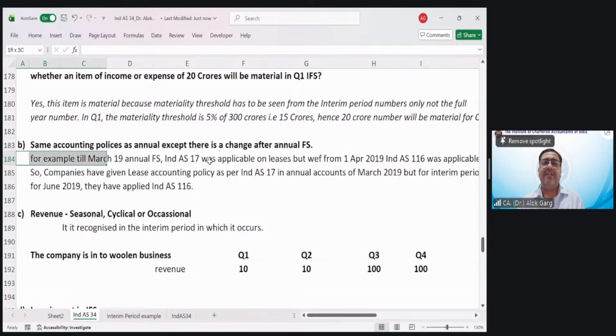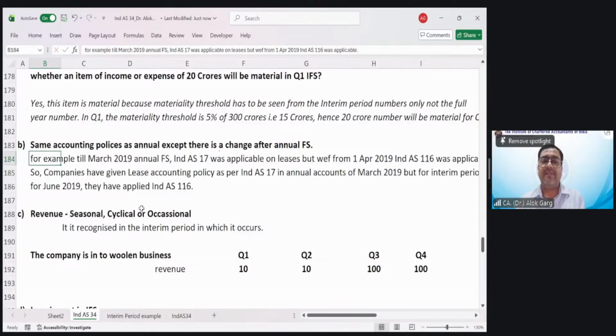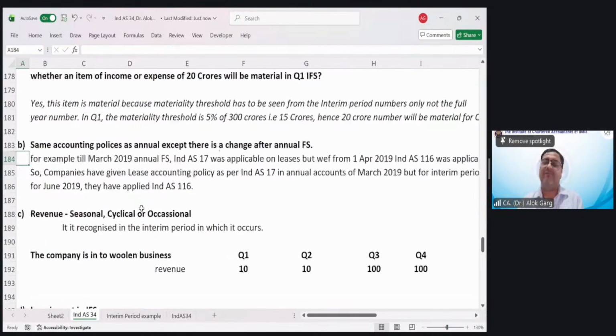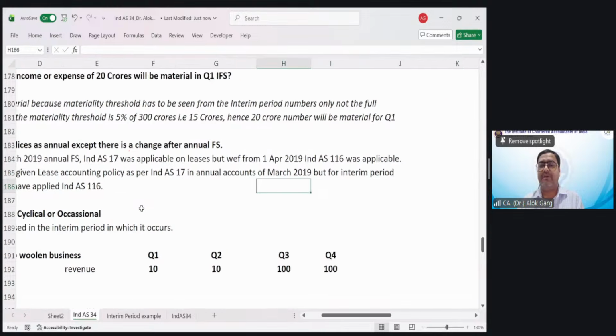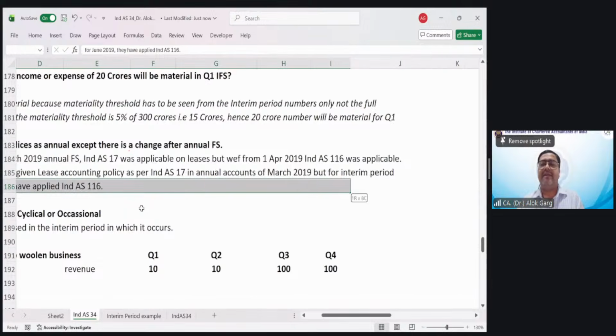For example, till March 2019, in the annual financial statement, Ind AS 17 was applicable on leases, but with effect from 1st April 2019, Ind AS 116 was applicable. Friends, on leases, the standard was changed effective from 1st April 2019. So companies have given the lease accounting policy as per Ind AS 17 in annual accounts of March 19, but for the interim period for June 19, they have applied Ind AS 116.